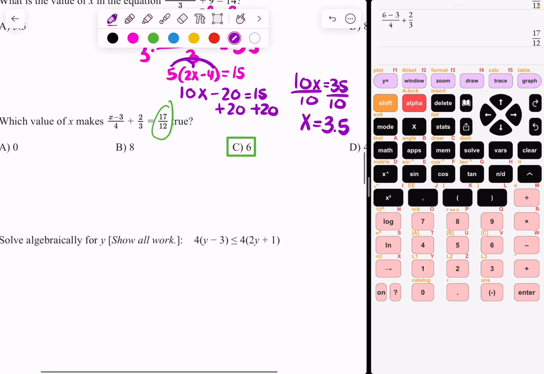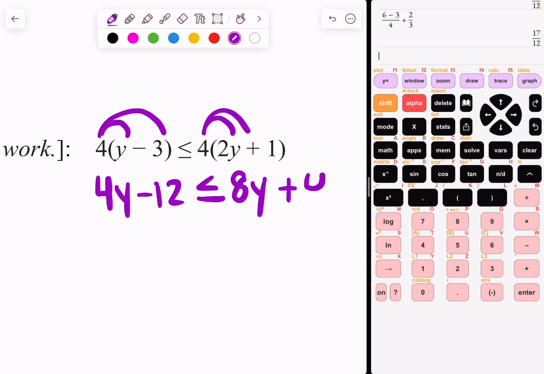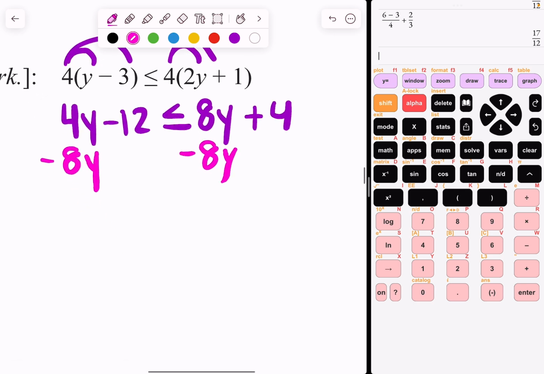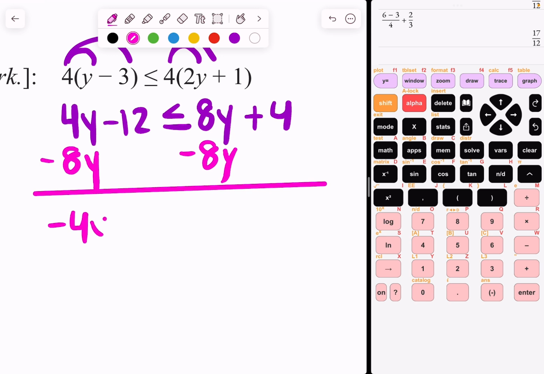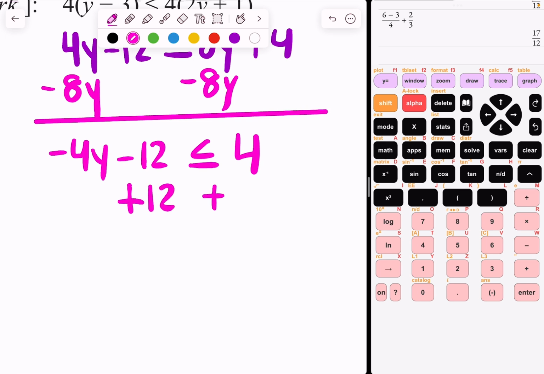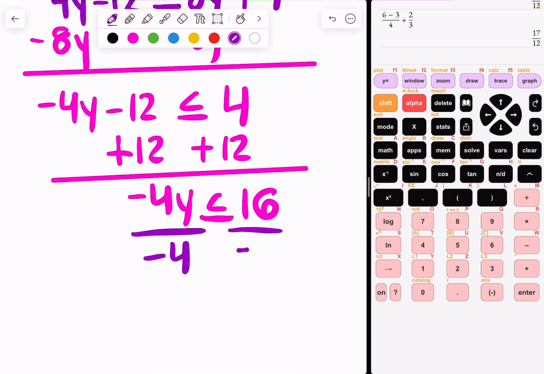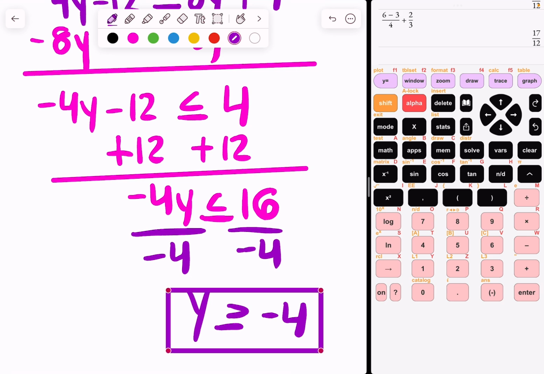All right, number 15, let's distribute. 4 times y is 4y. 4 times negative 3 is negative 12, is greater than or equal to 4 times 2y is 8y. 4 times 1 is 4. Now I'm going to bring the 8y to the other side, so I'm going to subtract 8y. I get negative 4y minus 12 is less than or equal to 4. To get rid of the minus 12, I'm going to add 12 to both sides. That will give me negative 4y is greater than or equal to 16. I do not want that negative 4 there, so I'm going to divide both sides by negative 4. I get y, flip the symbol, negative 4. You have to flip the symbol since we are dividing by that negative 4.